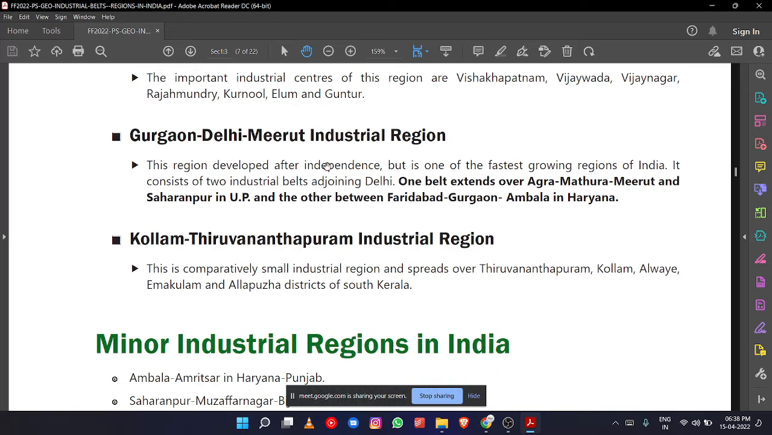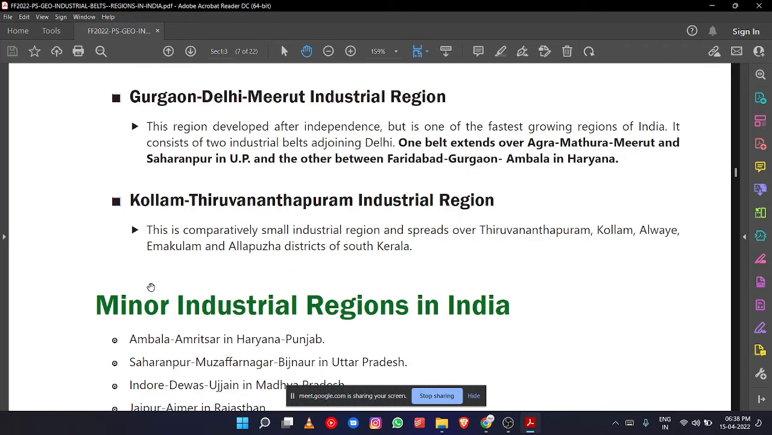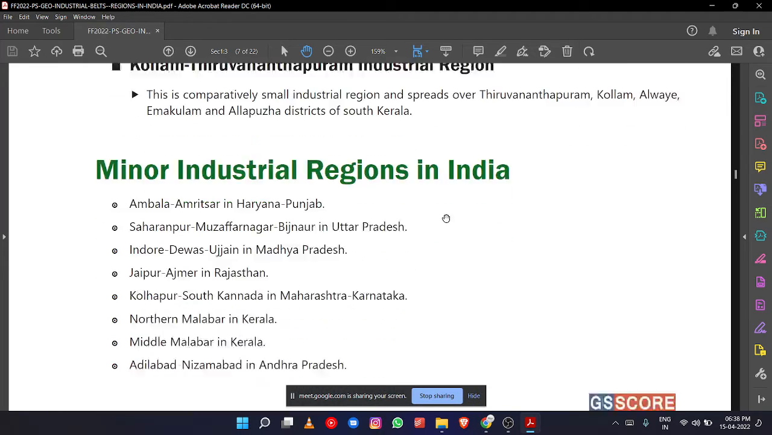Next is the Kollam-Thiruvananthapuram region in Kerala. It's a comparatively small industrial region spread across Thiruvananthapuram, Kollam, Aluva, Ernakulam and Alappuzha districts of South Kerala. But it is also one of the fastest growing regions.